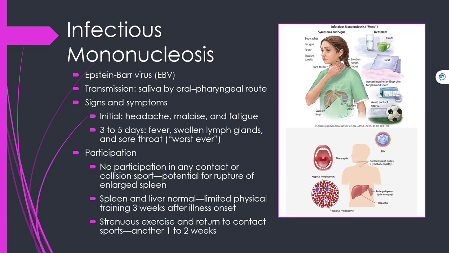Mono may affect individuals' sport participation. Individuals diagnosed with mono should not participate in any contact or collision sport because of the potential for rupture due to an enlarged spleen. If the spleen and the liver are normal, limited physical training is allowed for 3 weeks after the illness onset. Strenuous exercise and return to contact sports can occur after another 1 to 2 weeks.